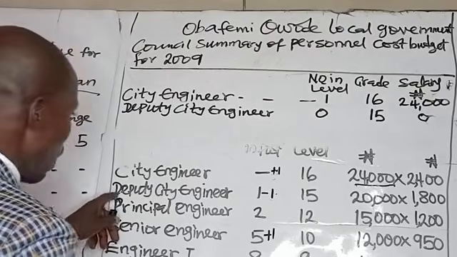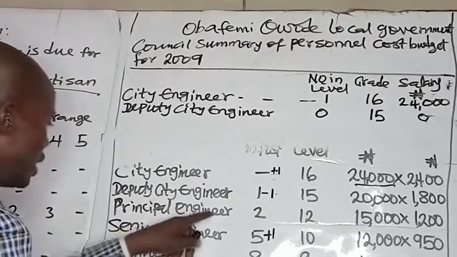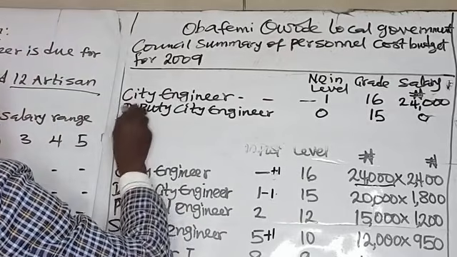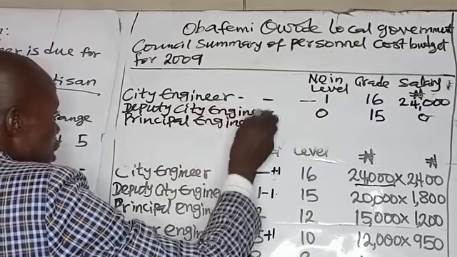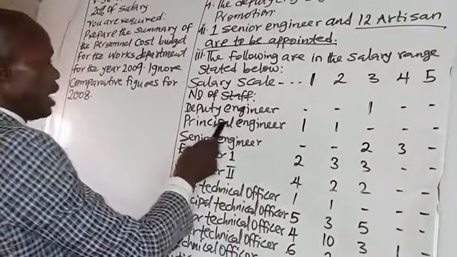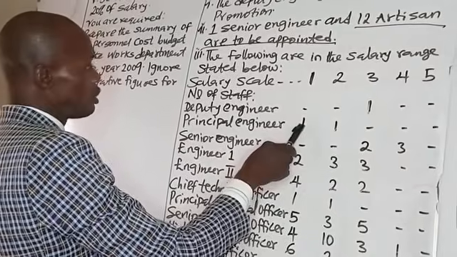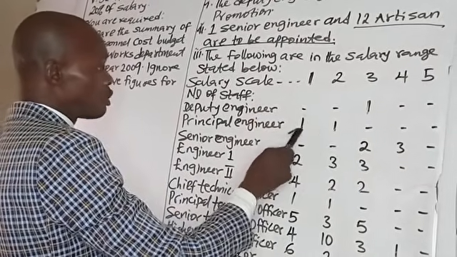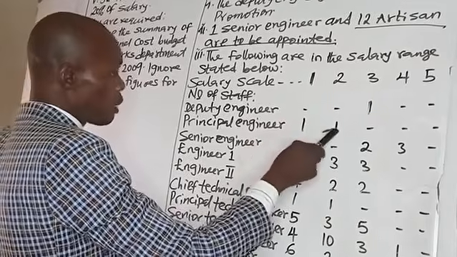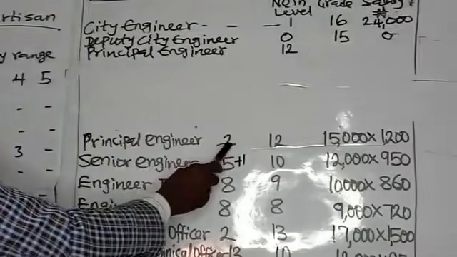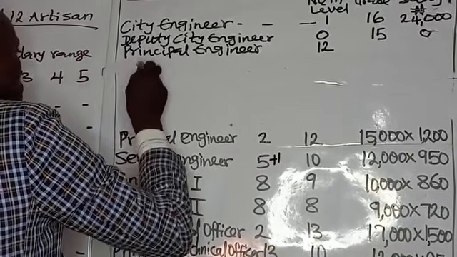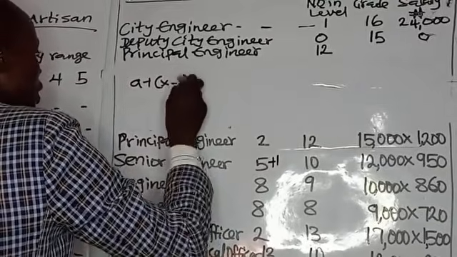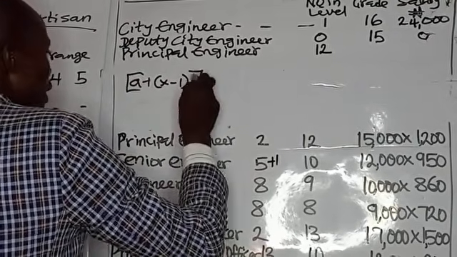The next one is principal engineer. Now, back to this table. For the principal engineer, one person was in step 1, and the second person is in step 2. 1 plus 1, 2. So that is the 2 people you were having there. I've told you that the salary is in the form of arithmetic progression, A plus X minus 1 into D multiplied by N.